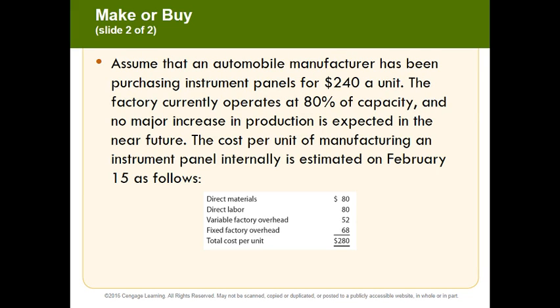So, an automobile manufacturer has been purchasing instrument panels for $240 a unit. The factory currently operates at 80% of capacity, and no major increase in production is expected in the near future. The cost per unit of manufacturing an instrument panel internally is estimated to have these specific costs: direct materials of 80, direct labor of 80, variable factory overhead of 52, fixed factory overhead of 68, and a total cost per unit of $280.